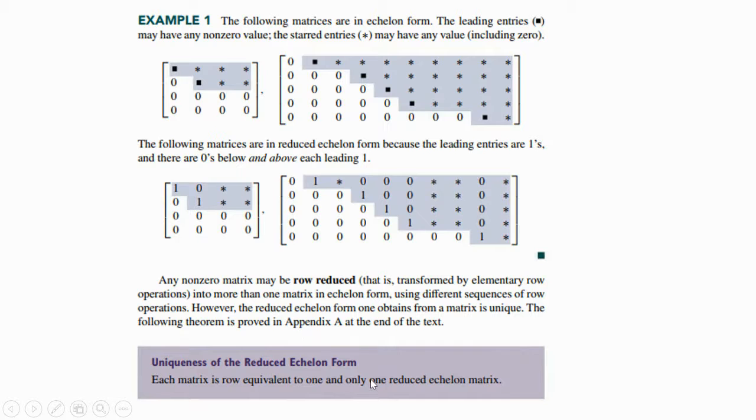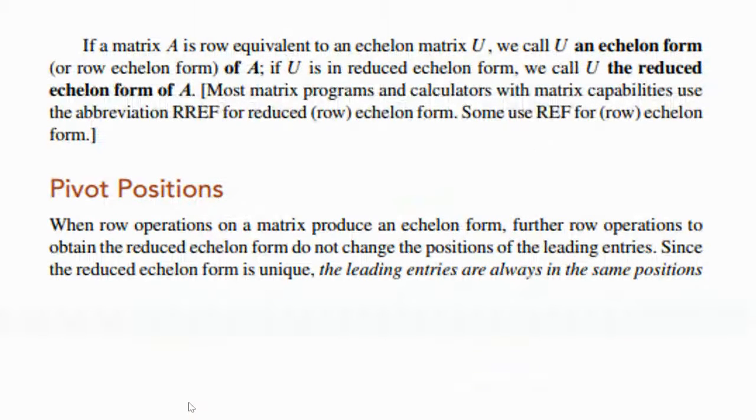This theorem is proved later, and we'll perhaps talk about it. But it says that each matrix is row equivalent to one and only one reduced row echelon matrix. And often what computers do is they solve things by putting them into reduced row echelon form. Okay, if a matrix A is row equivalent to an echelon matrix U, we call U an echelon form or row echelon form of A. If U is in reduced echelon form, we call it the reduced echelon form of A.